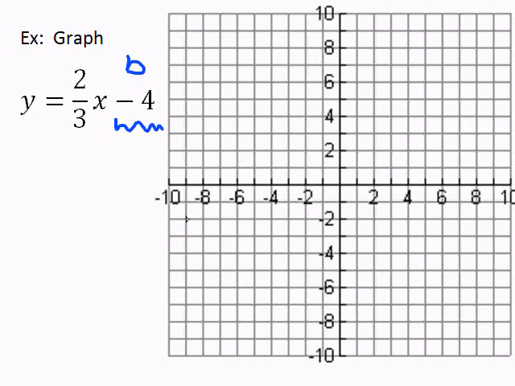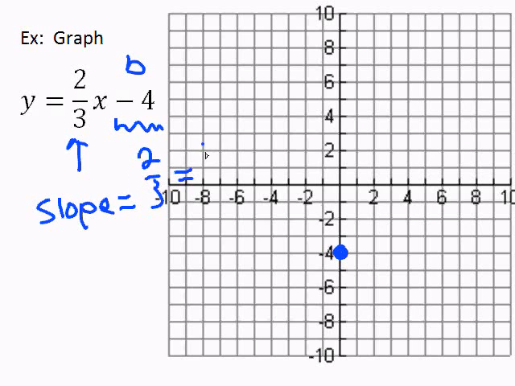So the -4 is where the line crosses the y-axis. It crosses right here. In order to draw a line, we need at least one more point. To find that other point, we're going to use the rise over run, or slope, of our line. Our slope is 2/3.